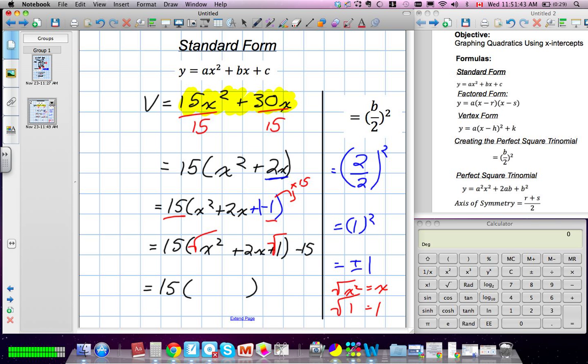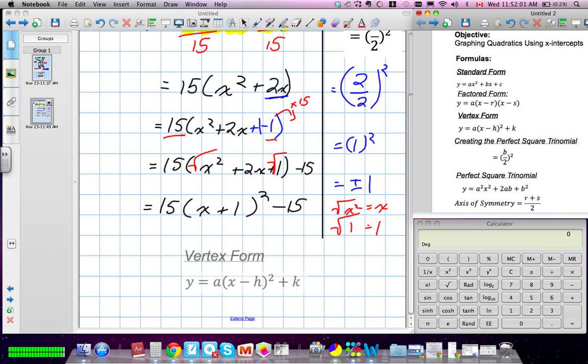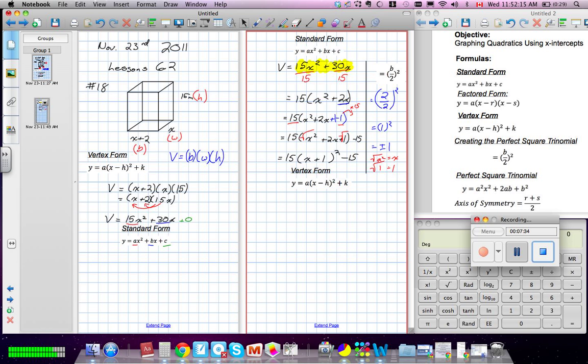We're going to combine this into one bracket. We'll get x, 1, and whatever the term is in front of our middle in the perfect square trinomial, we have a positive. We bring the positive sign down. Squared minus 15. We've now changed this from standard form to our vertex form. So the vertex form of this equation for the volume of a prism is 15(x plus 1) squared minus 15.